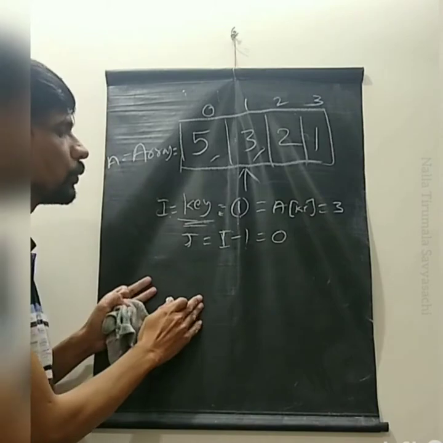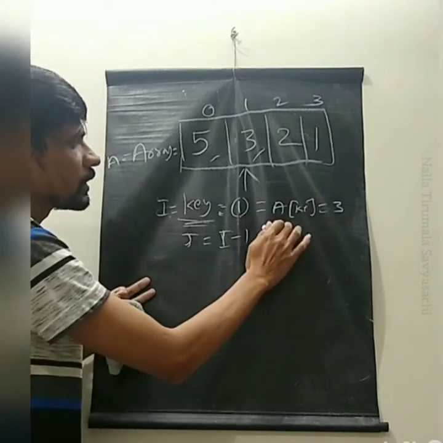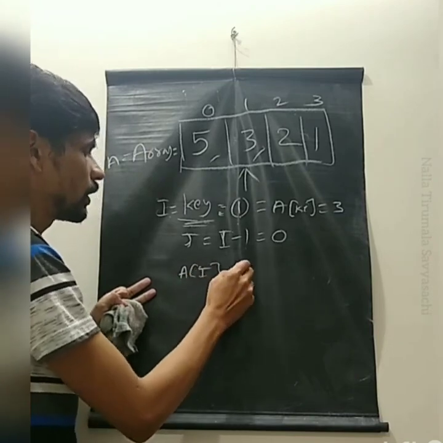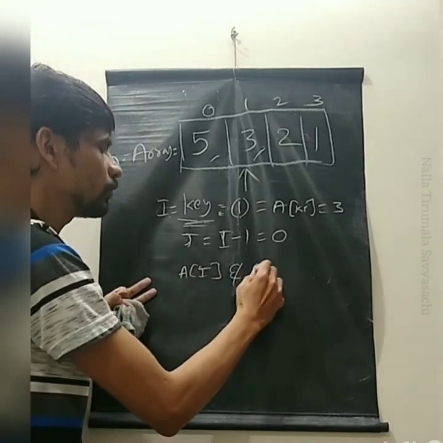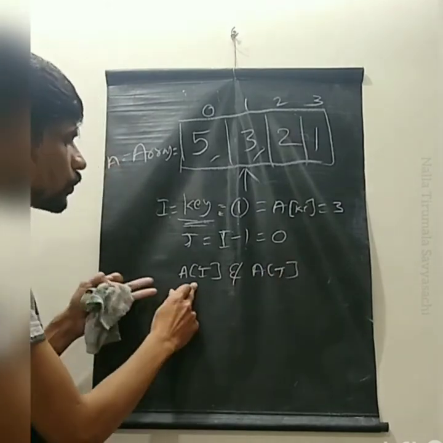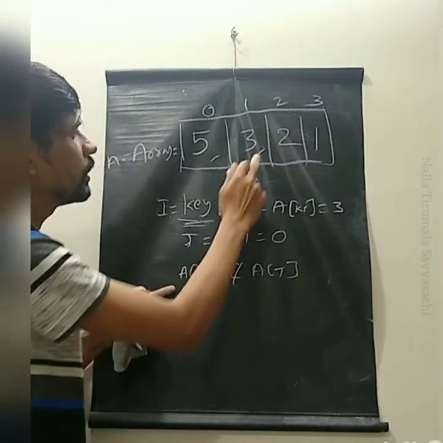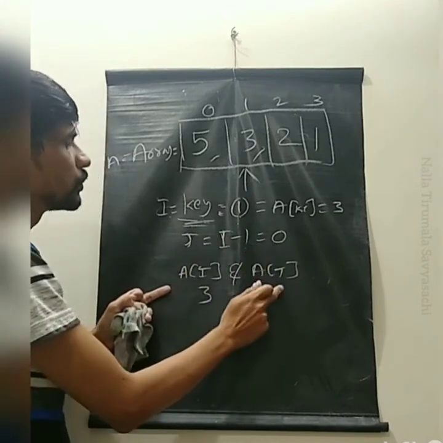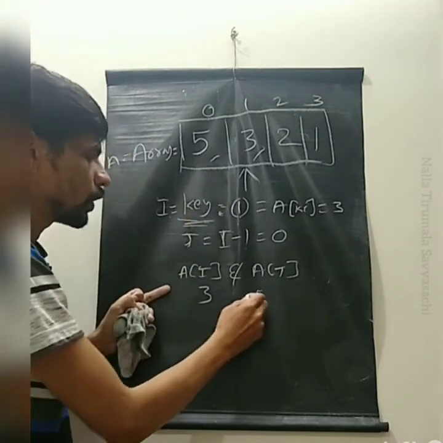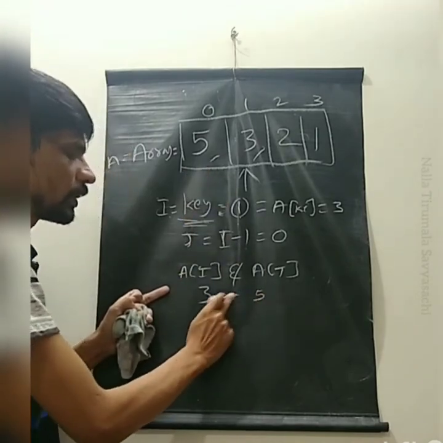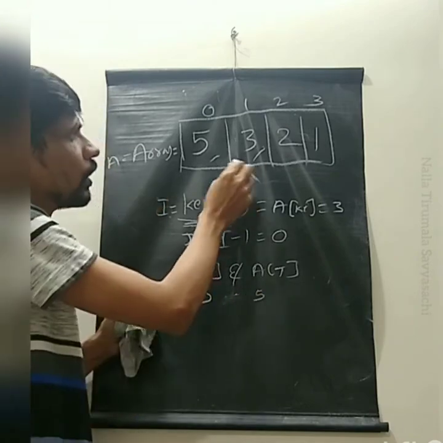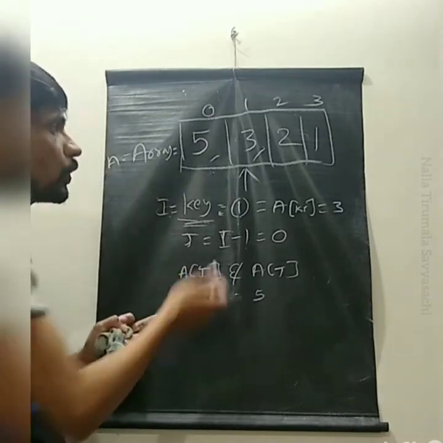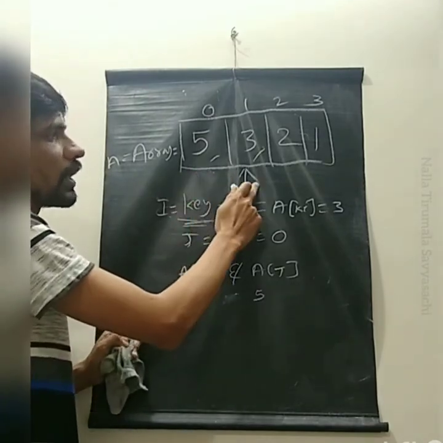Now we will compare A of I and A of J. So what is my A of I? A of I is 3. And what is A of J? J is 0, so A of J is 5. Now I will compare these two. If 5 is greater than 3, then I will do a swap, otherwise I won't. In this case, 5 is greater than 3.